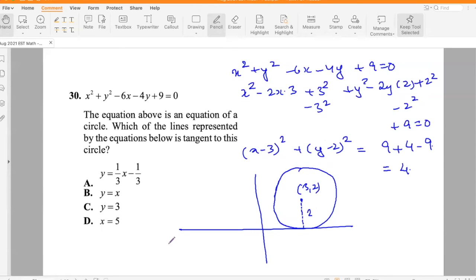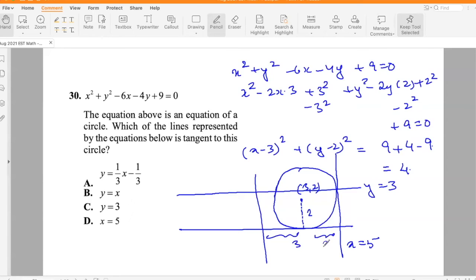Okay. So y is equal to 1 by 3x minus 1 by 3. Okay, we'll come back to this. Y equal to x does not seem tangential. Y equal to 3, no, that is definitely not tangential. And x equal to 5, 3 plus 2. Yeah, x equal to 5 is tangential, right? Yes. Because this distance is 3 and this distance is 2, the radius. So D has to be the answer.